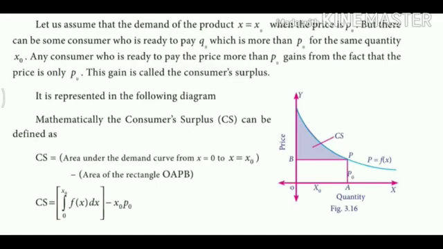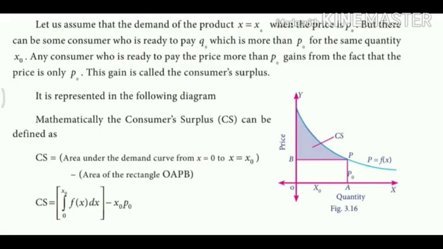The amount paid for that X product is here 0ABP. That is, that rectangle implies the actual price, but he is ready to pay more than that. The difference between these two things is denoted as consumer surplus here. It is represented in the following diagram.